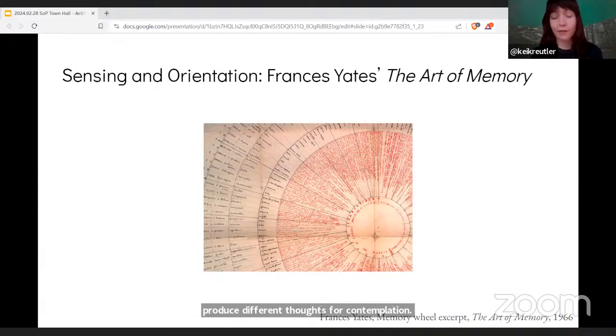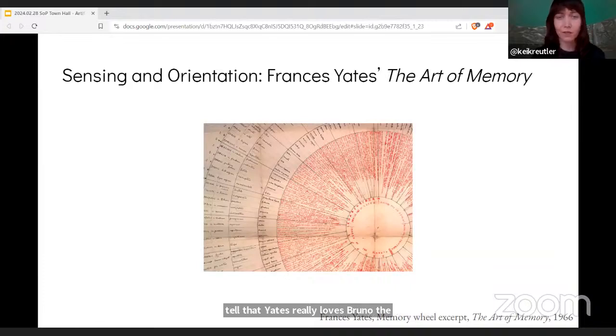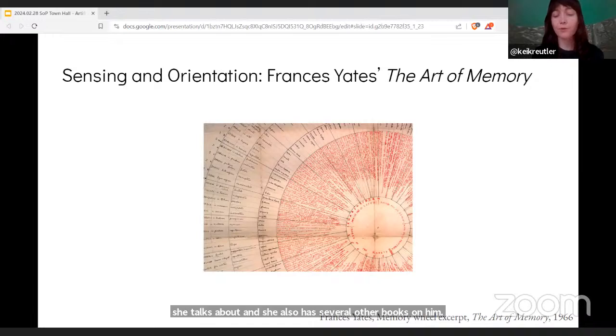So one book on Bruno's work by Frances Yates is called The Art of Memory. It details the art of memory more broadly, but you can tell that Yates really loves Bruno the most of everyone she talks about. And she also has several other books on him. She wanted to look at Bruno's books and see the lists of different memory images he gives. So he often says things like different types of animals or different planetary attributes, and gives these long lists of 30 items and pairs them together. And she wanted to combine these lists with the practice of memory wheels, which Bruno did throughout his other works.